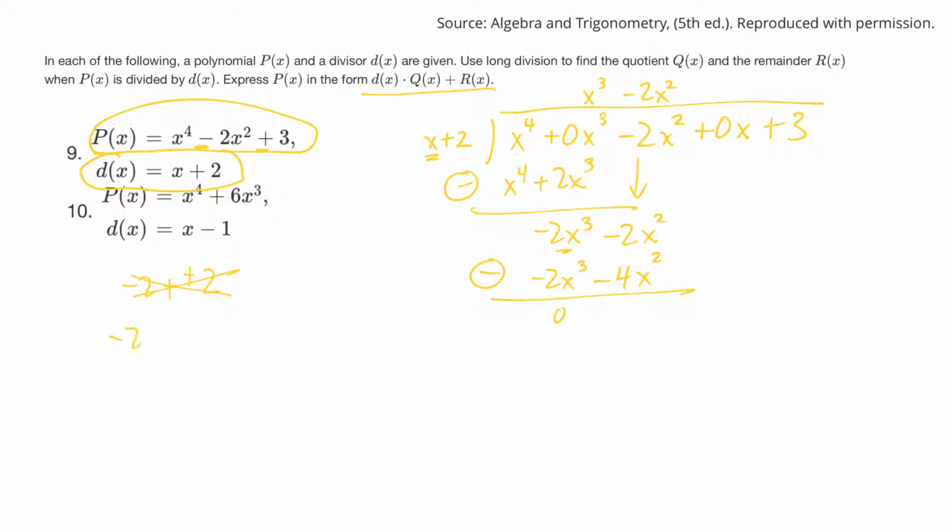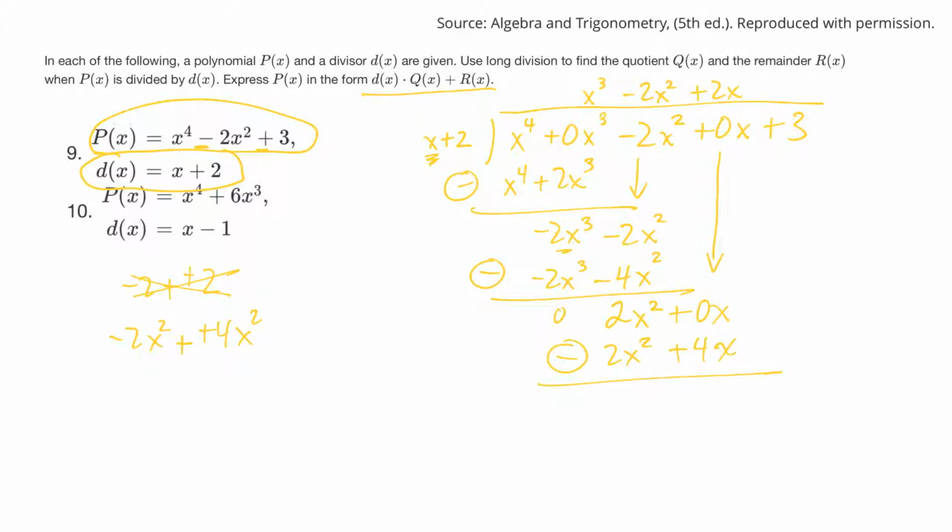And then I have minus 2x squared minus a negative 4x squared. So these cancel, so it'll be positive. So this would be a positive 2x squared. Bring down the next number, plus 0x. X into 2x squared goes 2x times. 2x times that will be 2x squared plus 4x.